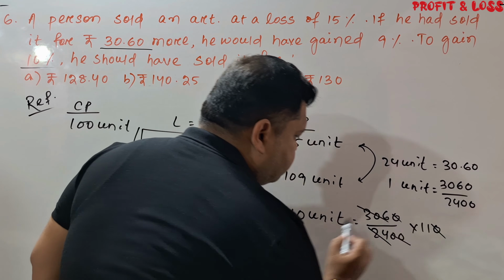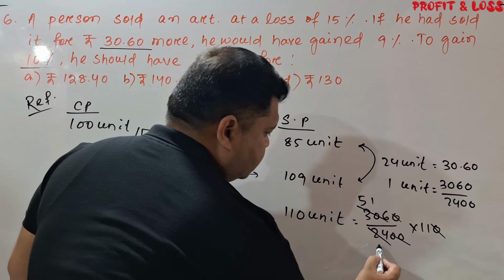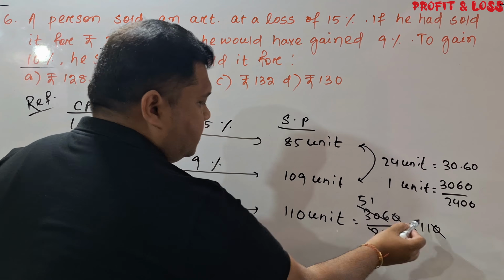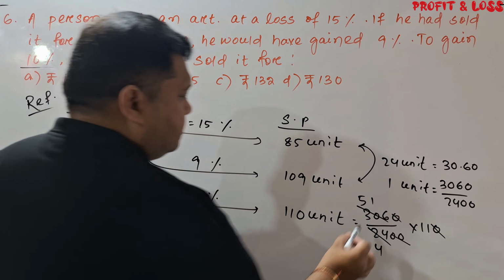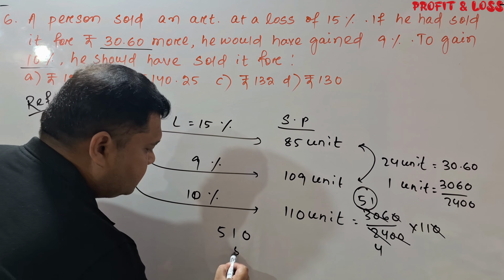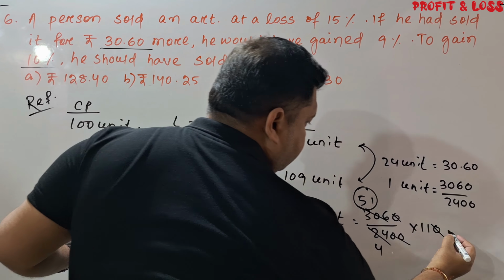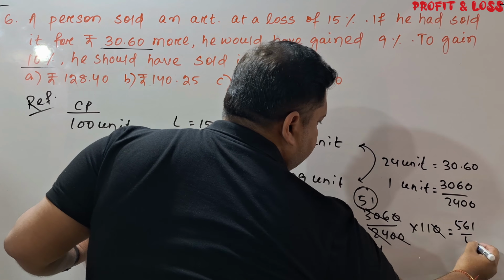So if I simplify by 6, 6 into 5 is 30 and this is 1, so this is 51. 6 into 4 is 24. Achha, 51 into 10 is what? Because I have to multiply 51 with 11. So 51 into 10 is 510, plus 51. So I will get 561. So 561 by 4 is my answer.